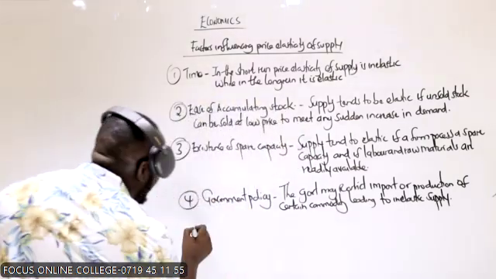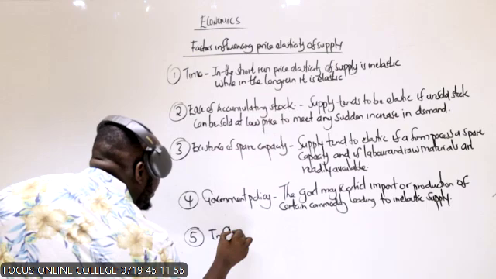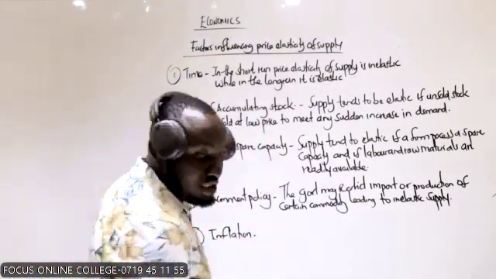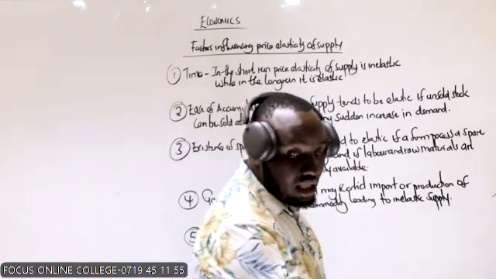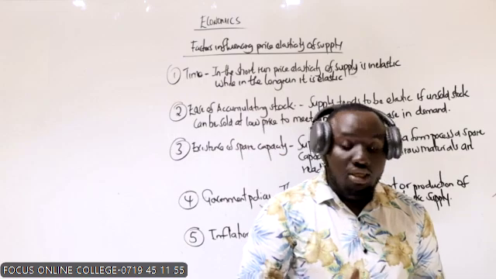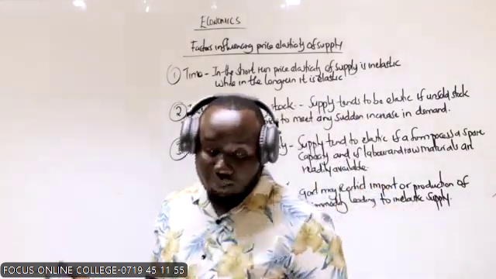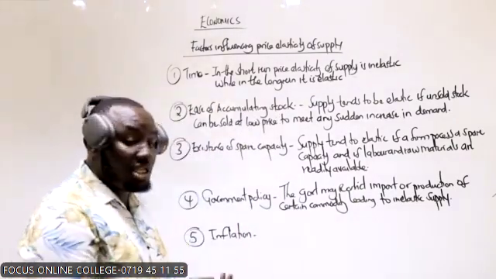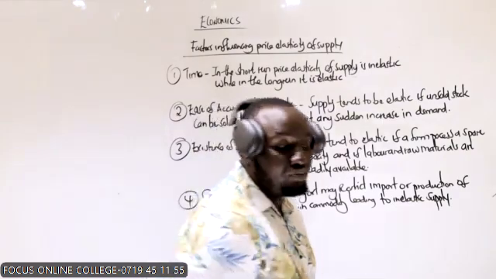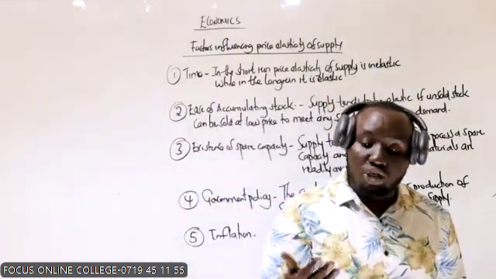We have the next factor, and that factor we call inflation. How does inflation affect elasticity of supply? What is inflation? Whenever we talk about inflation, we say that this is the persistent rise in the prices of commodities altogether.